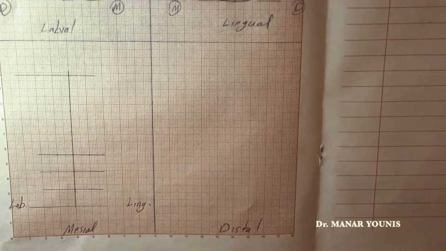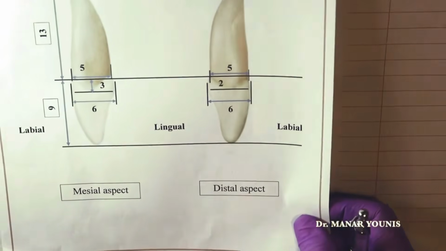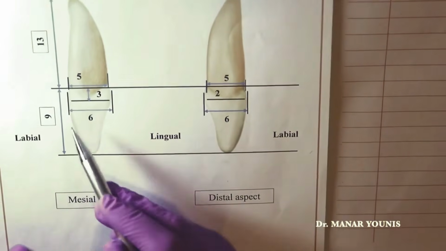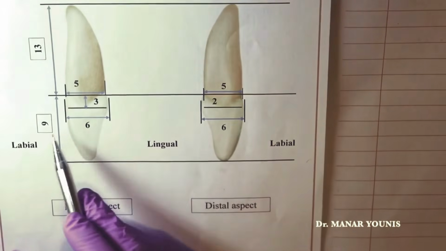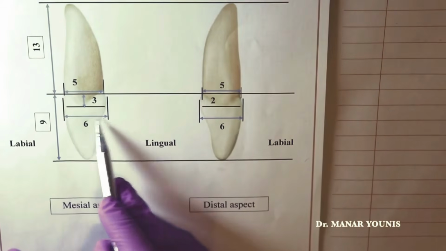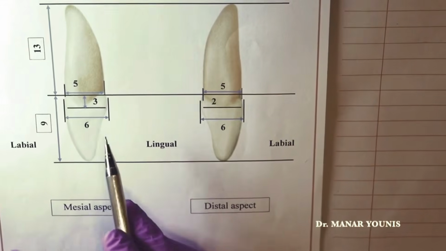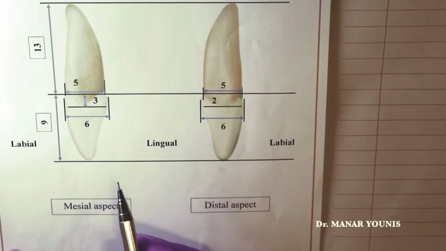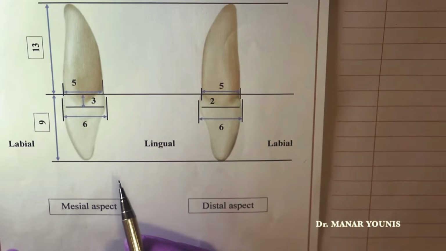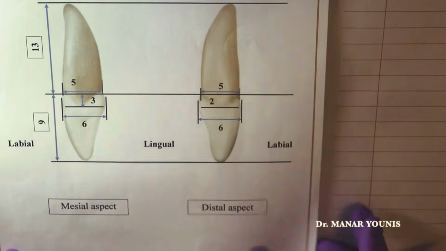Then we have the crest of contours, both labially and lingually. The diameter here is 6 mm multiplied by 4 equals 24, divided by 2 equals 12.